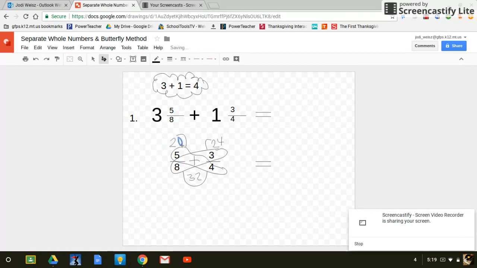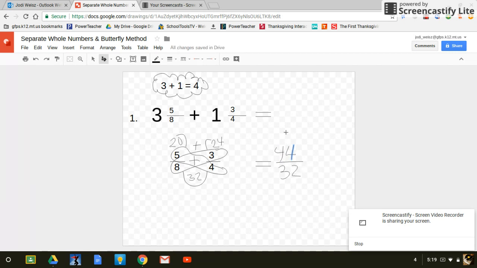So now I'm ready to use that addition sign. I'm going to put that right up top. And since my denominator is common for both of these two numbers, it's 32. I'm going to keep that as my denominator of 32. And I'm just going to add the numerators together. 20 plus 24 is 44. Oh, and I notice that my numerator is greater than my denominator.